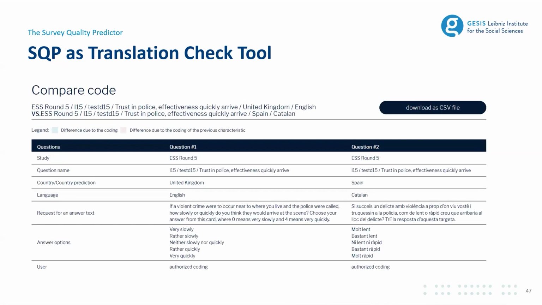This is what this could look like if you try to compare different versions here. This time it's the English item from ESS round 5 on trust in police. If a violent crime were to occur near to where you live and the police were called, how slowly or quickly do you think they would arrive at the scene? Choose your answers from this card, where 0 means very slowly and 4 means very quickly.